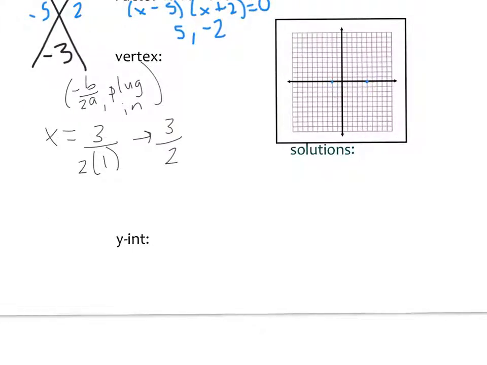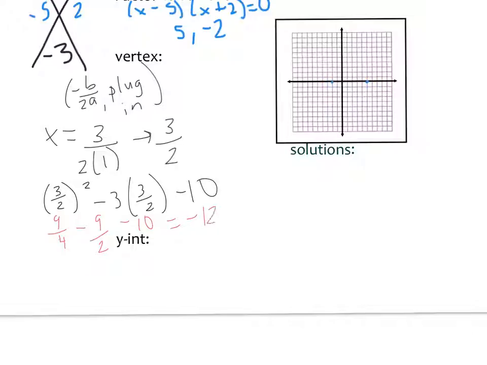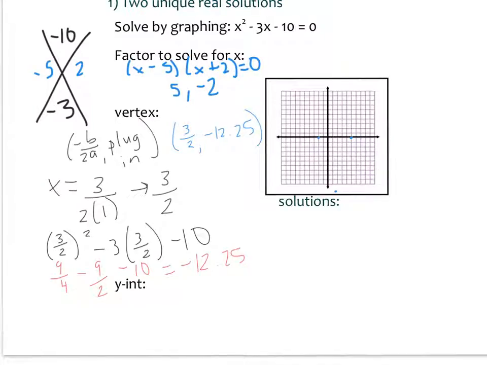Okay, so here I have 3/2 squared minus 3 times 3/2 minus 10, and 3/2 squared is 9/4, minus 3 times 3/2 is 9/2, and then minus 10, which will give me negative 12.25. So my vertex here is (3/2, -12.25). And I'm going to go ahead and plot that on my graph right now. My vertex is plotted, and it's actually off my graph a little bit, but I did my best to estimate where it is.